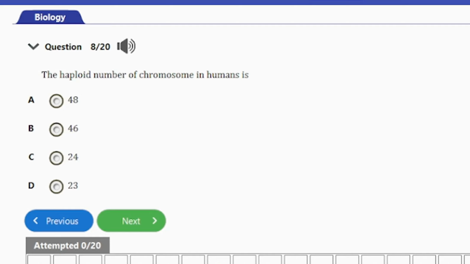That's 23 chromosomes. So the haploid number of chromosomes in humans is actually 23. That's half the diploid number, where the diploid number is 46. So this is actually the number you find in sex cells like the sperm or egg. So that's it for this question.